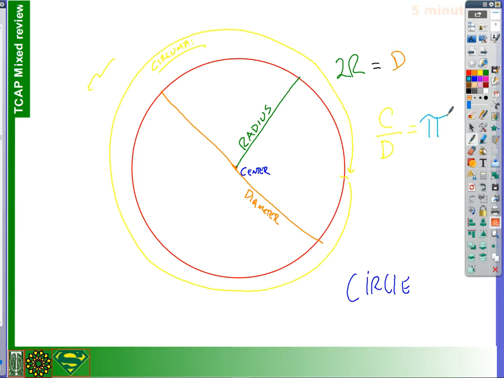So that means, well, I don't really like having the d in the denominator of a fraction. What could I do to both sides to get the d out of the denominator? What's the opposite of dividing? Multiplying. Okay. So I could multiply this side by d. If I multiply this side by d, what do I have to do to this side? Multiply by d. So d divided by d, well, that cancels out. D divided by d is 1. So I get circumference is equal to pi times the diameter.